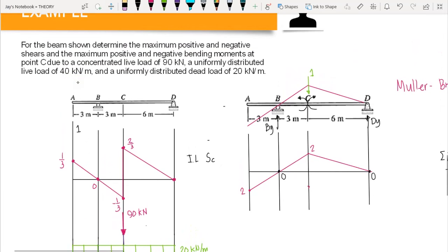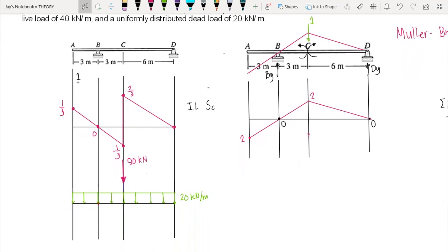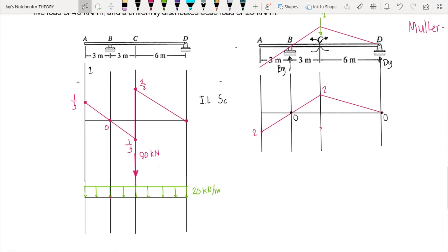per meter, we place this uniformly distributed live load on all the positive area under the influence diagram. Now in this case, the positive areas are between A and B and between C and D. So therefore, we place our 40 kilonewton per meter on beam AB, and on C to D. This one is 40 kilonewton per meter.